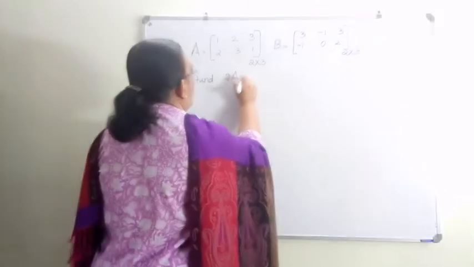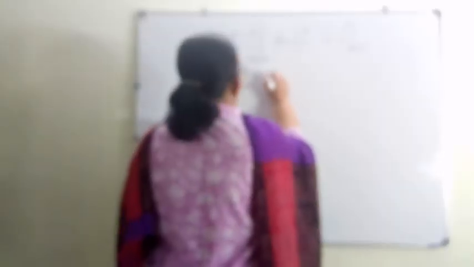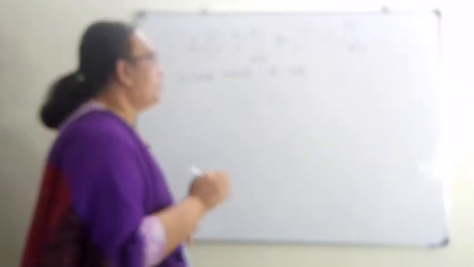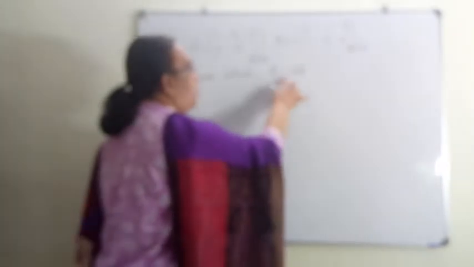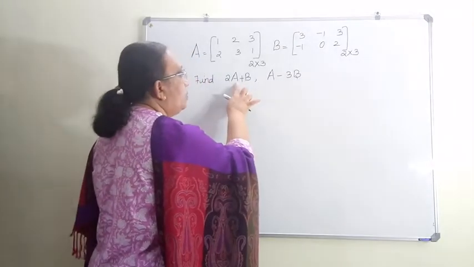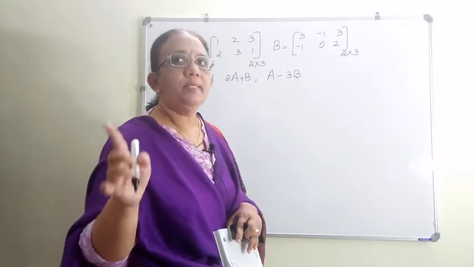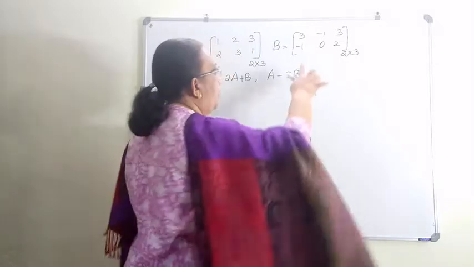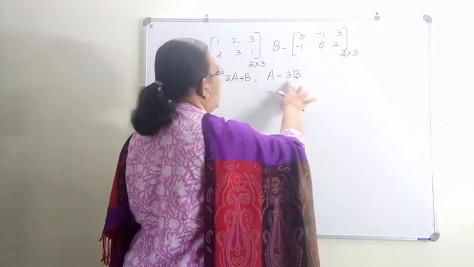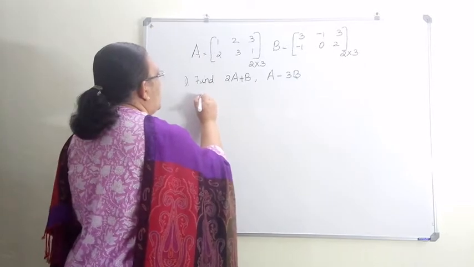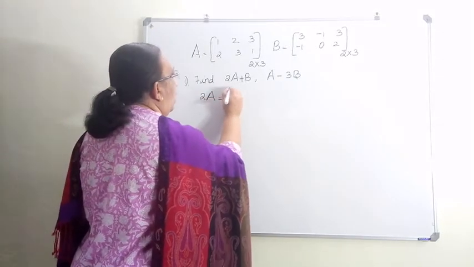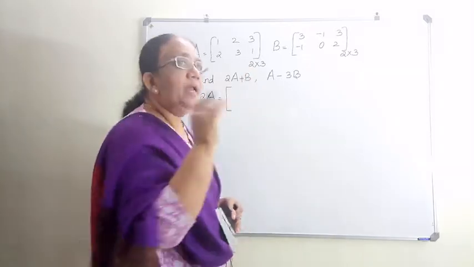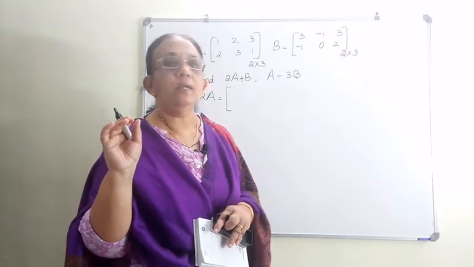Now, the question is to find 2A plus B and A minus 3B. In these two questions, you can see the operations addition and subtraction. Here 2A means a scalar multiplication. 3B means a scalar multiplication of matrix B with the scalar minus 3. So, let us first find 2A. How do you get 2A? Every element of matrix A is multiplied by the scalar 2.